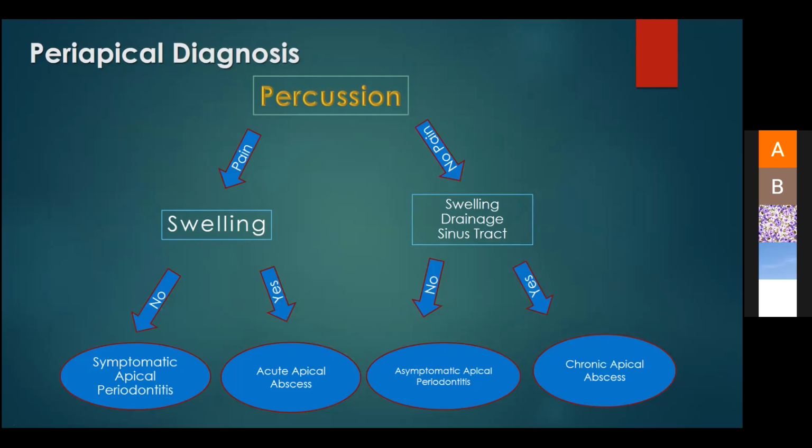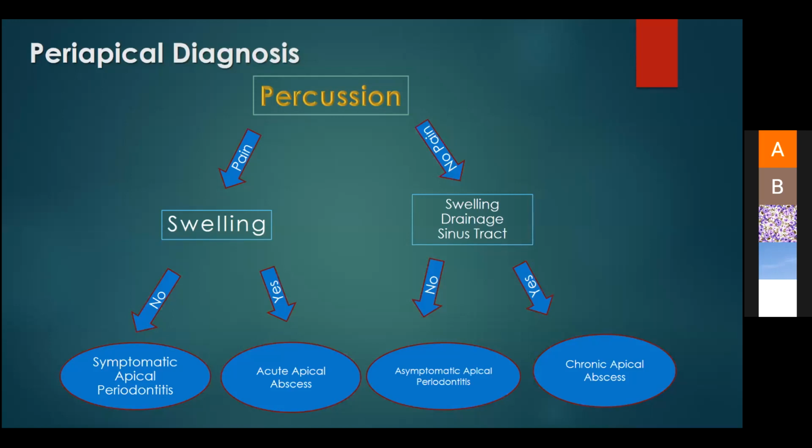So if the swelling is there, it will give you an acute apical abscess. If the swelling is not present but percussion is still positive, you can suspect apical periodontitis, the early lesion of periradicular diseases.